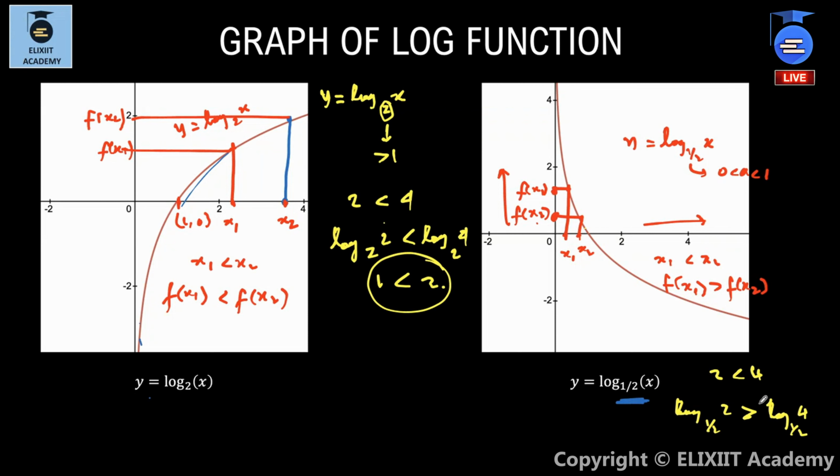Isn't it? Because log 2 base half is how much? Half to the power minus 1 is 2, so this is minus 1. And log of 4 base half is how much? Half to the power how much will give you 4? Minus 2. Isn't it? Clear with this? What I'm trying to say, is this concept of increasing and decreasing function clear? The two graphs are clear to all.